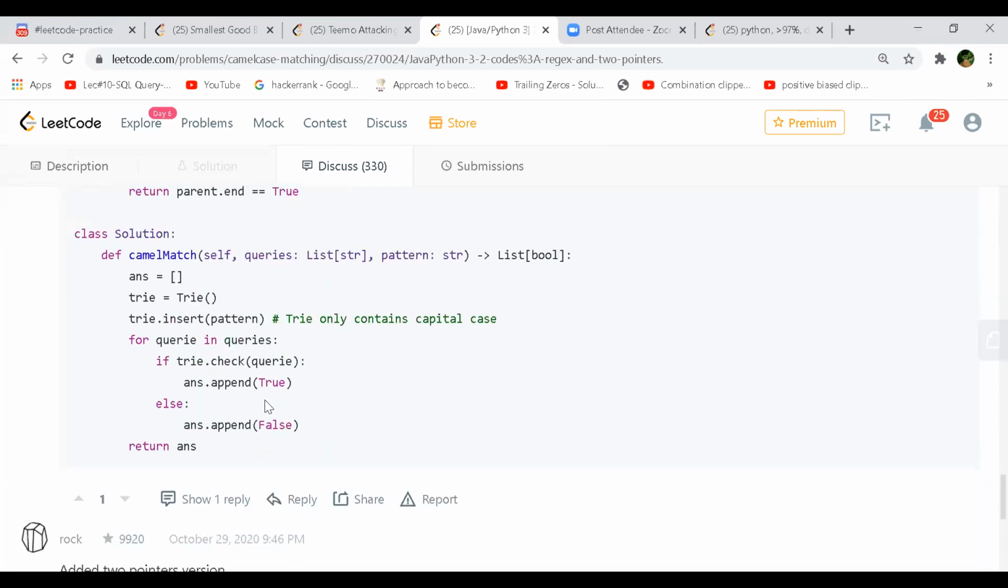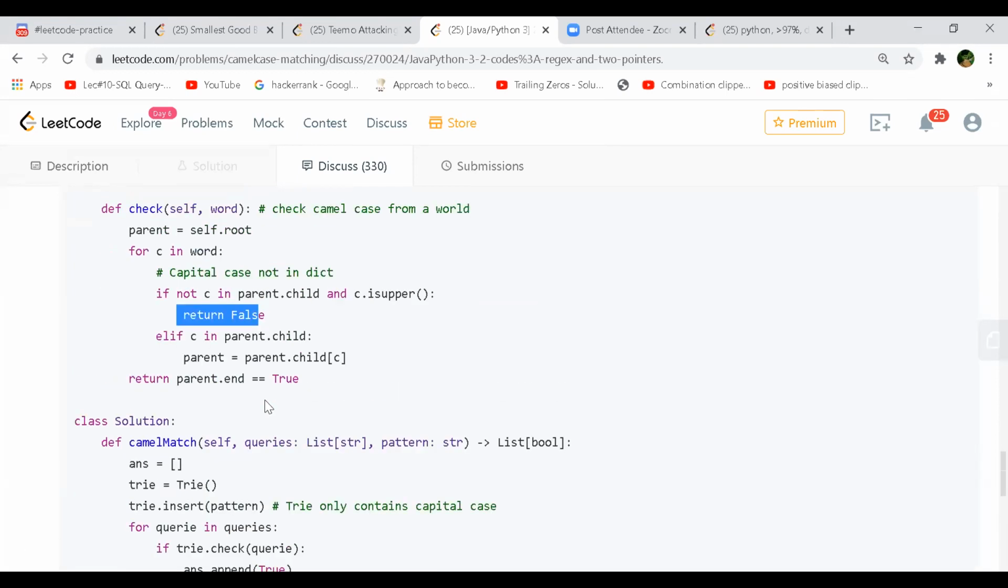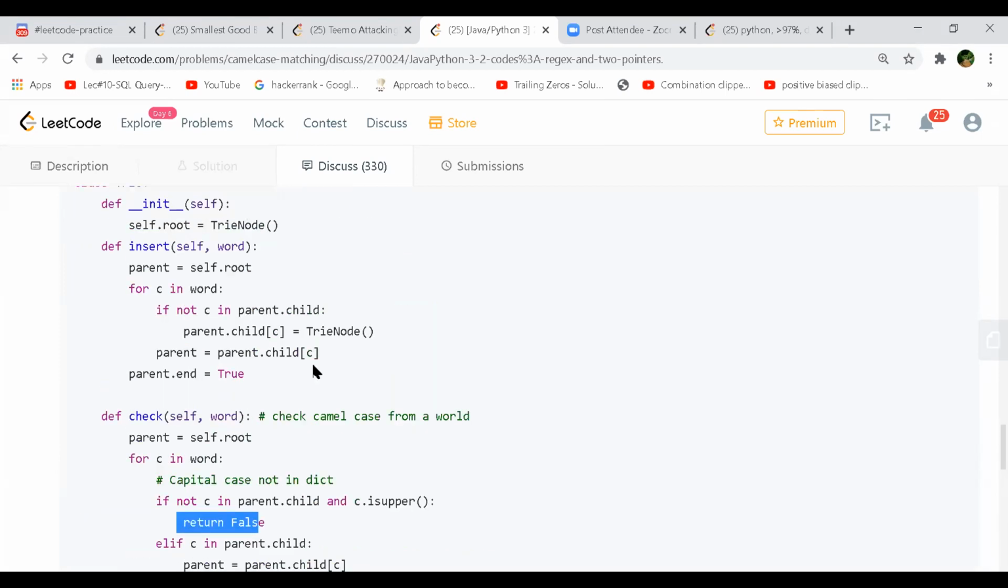So even if we have to insert only a single pattern in that, the check part also makes sense, right? If you are used to implementing a trie in a slightly different way, and if you get used to implementing tries in many ways, this becomes easier to implement. The insert is very straightforward, correct?